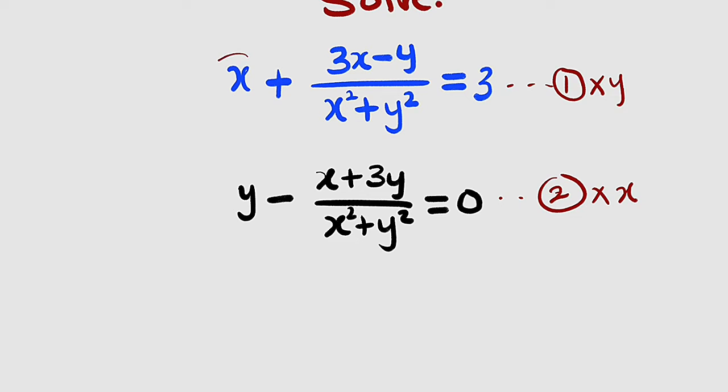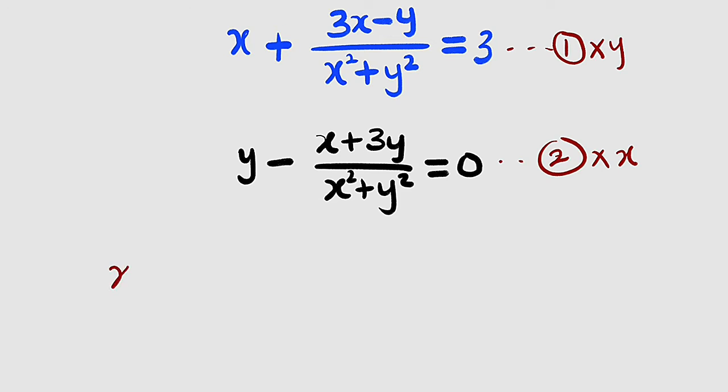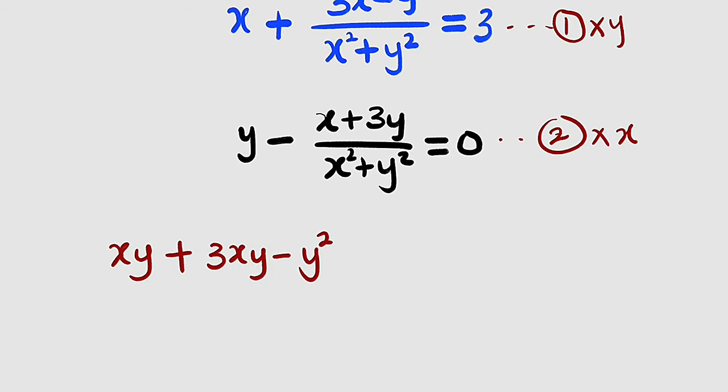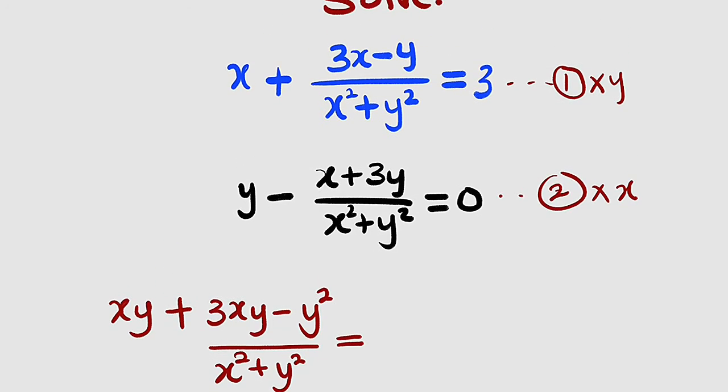From the first equation, x times y will give us xy. So we have xy plus, we are going to use this y to multiply only the numerator. So 3x times y is 3xy, minus y times y is y squared, divided by x squared plus y squared. This is equal to 3 multiplied by the same variable y. So we have 3y here.